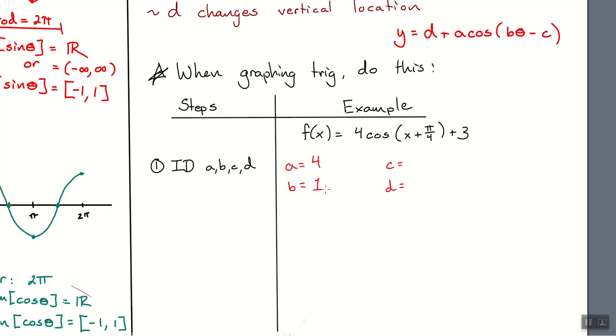Now, the reason that we care about that is I'm going to use that to calculate out the period here in a second. I don't think the period has changed. It's still a period of 2 pi right now. Okay. What about C in this one?